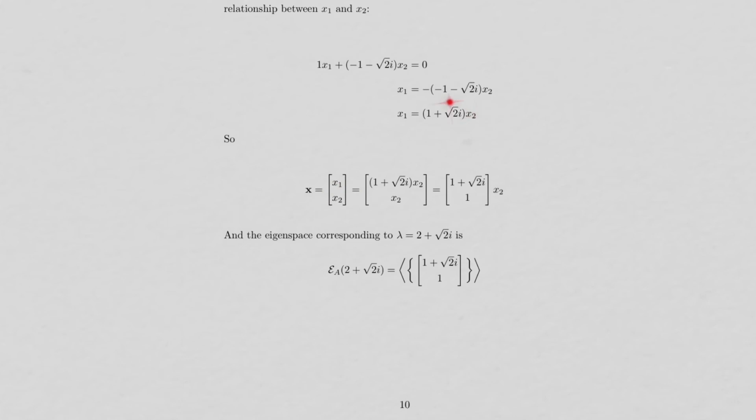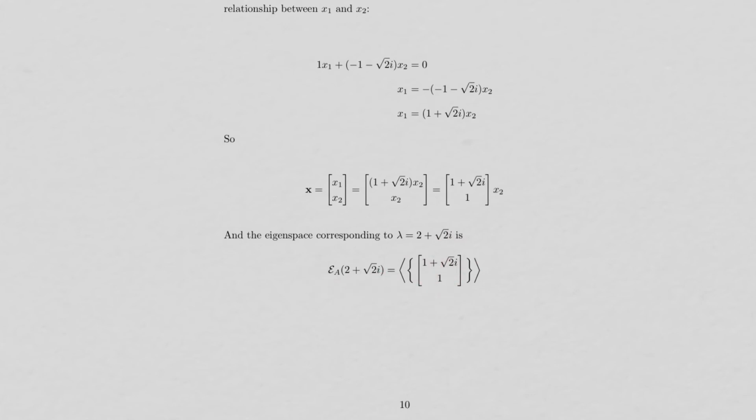Then I can write the parametric solution. x1 is equal to this expression. So x1 is 1 plus root 2i times x2. x2 is free. Factor out the x2. And then I've got this vector in C2, which is a basis vector for the eigenspace of A for 2 plus root 2i. So here is the span of the set containing the vector.